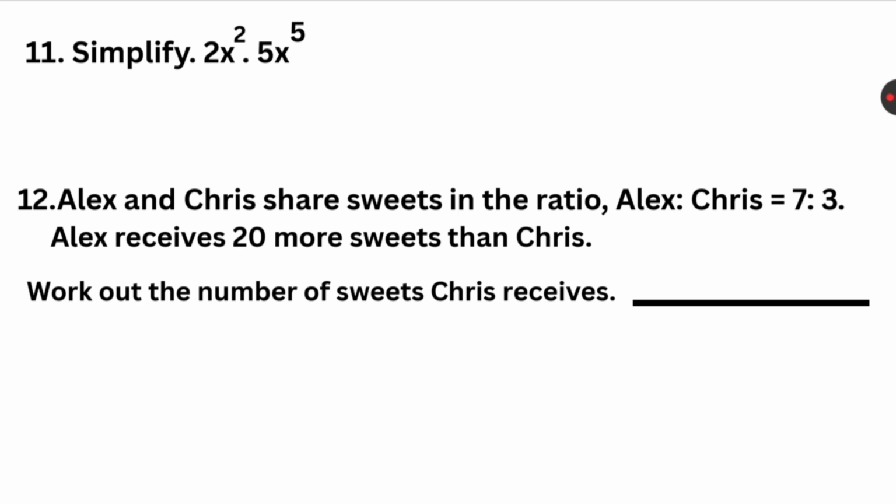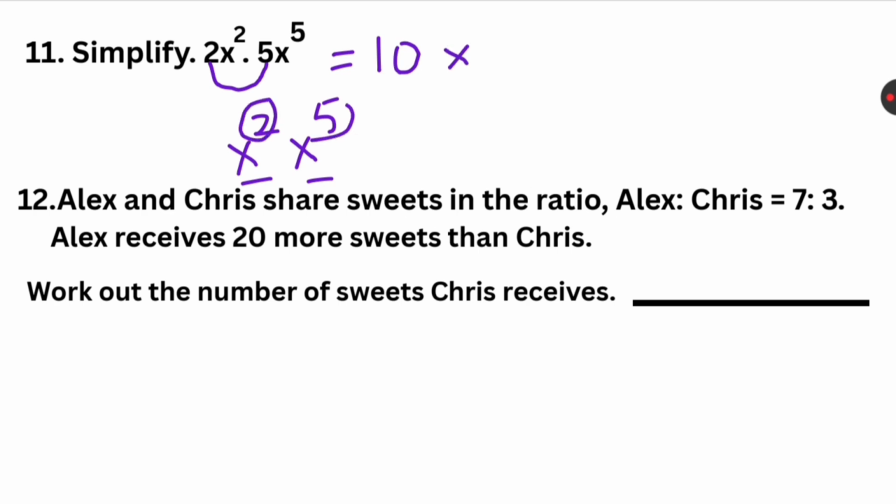The next one. 2x raised to the power of 2 times 5x raised to the power of 5. First we have to multiply the numbers. 2 times 5, which gives 10. And then we have x raised to the power of 2 and x raised to the power of 5. Here you have to use one rule: when bases are the same, we can add the exponents. So here bases are the same. So let's simply add the exponents. We have 2 and 5. 2 plus 5 gives 7. So that means 10 times x raised to the power of 7. That's it.